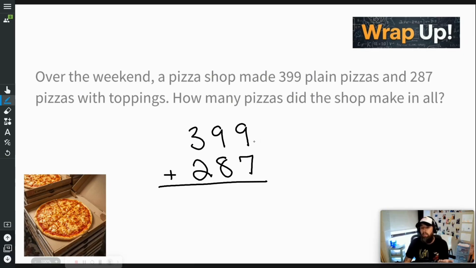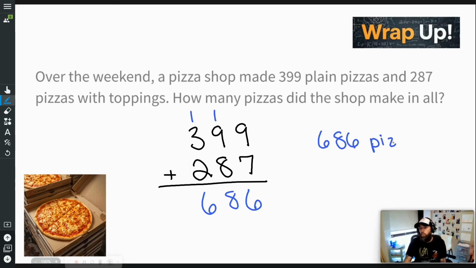You have 9 plus 7, which is 16. Write out your 6. Carry the 1. 1 plus 9 is 10. 10 plus 8 is 18. Write out your 8. Carry the 1. 1 plus 3 is 4. 4 plus 2 is 6. And we end up with 686. And we're looking at pizzas. So 686 pizzas.